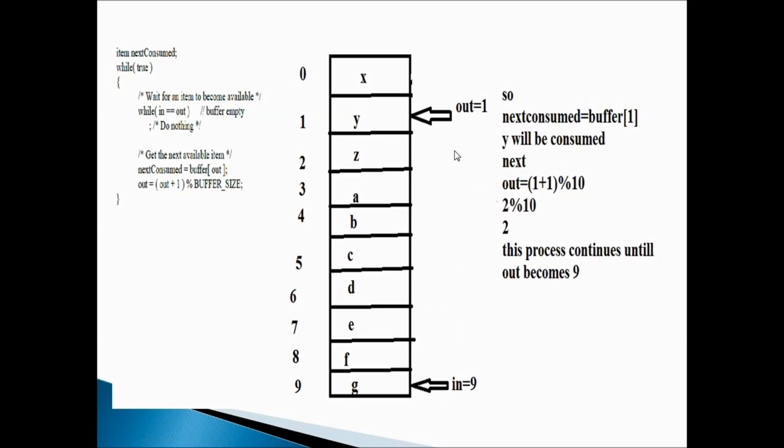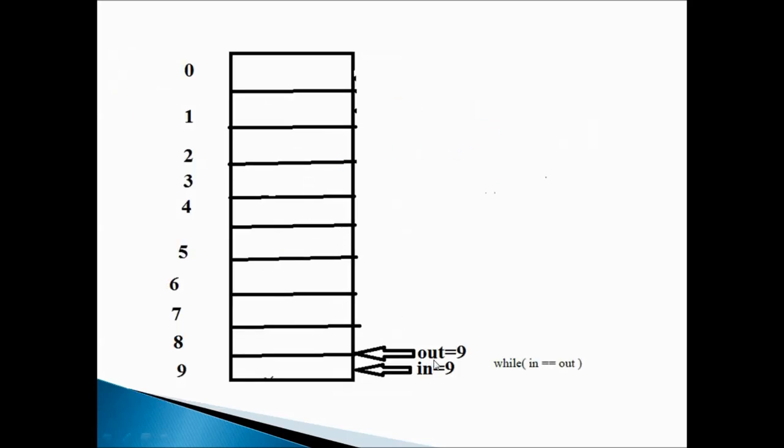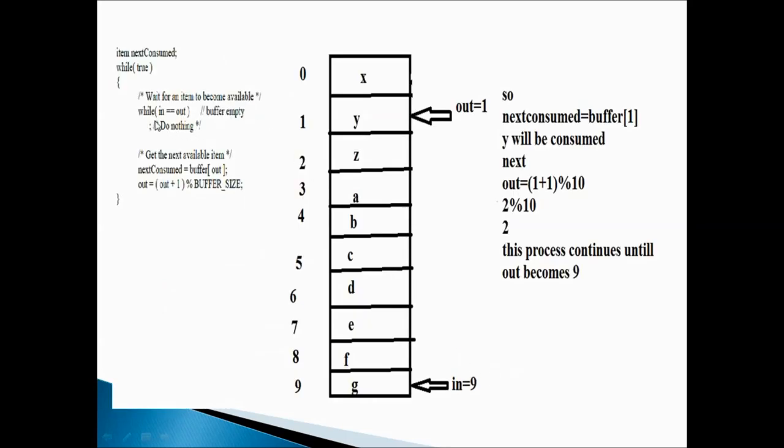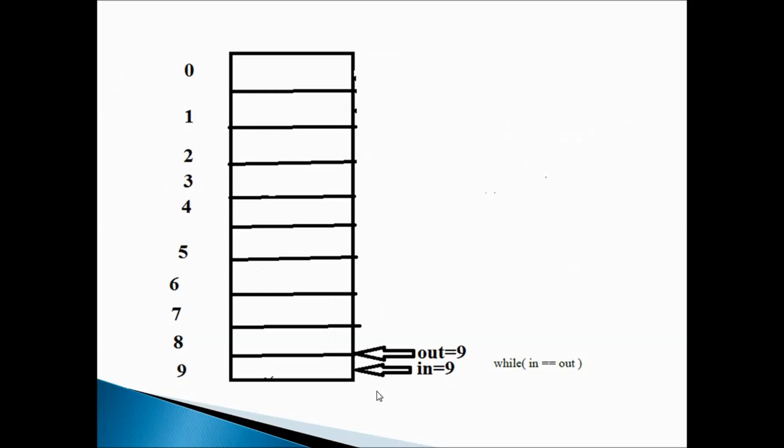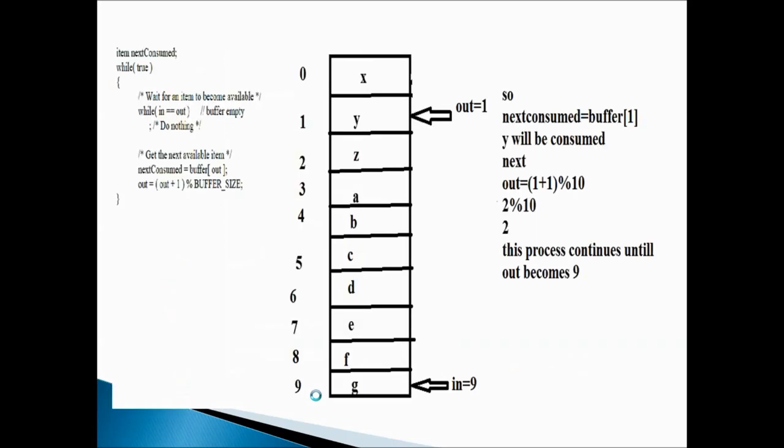Now, you can ask a question, what happens when out value becomes 9? When out value becomes 9, you can see there, in is also the same, out is also the same, values of both are the same. Obviously, while in is equal to out, the buffer is empty. There is nothing in the buffer to consume. Understood, guys? So that's why the consume process will be over. Let me brief.